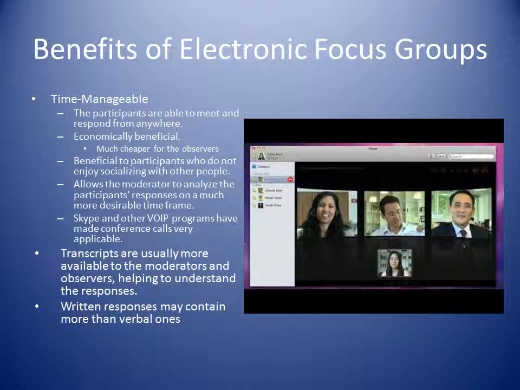Skype and other VoIP programs have made conference calls incredibly applicable, and transcripts are generally more available and usable for the moderators and the observers to help understand the responses of the participants themselves. Written responses, as well, may contain more than verbal ones given by participants, because someone may forget something to write down when they're speaking it, but they essentially have the chance to write it down and be a bit more clear, especially if someone is harder to understand initially.